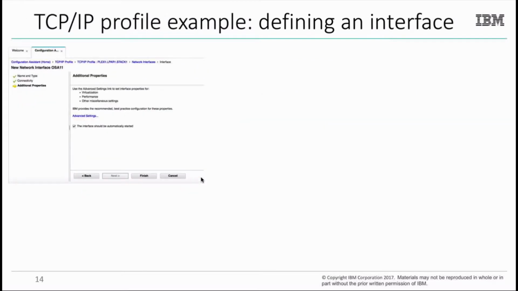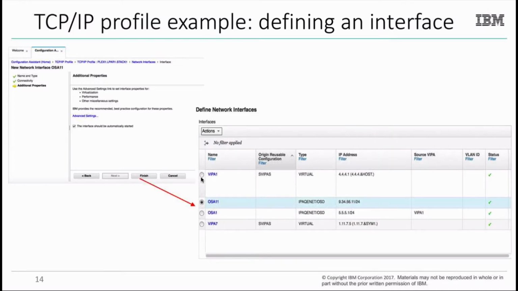The screen of additional properties asks, do I start this interface right away? And then there's an Advanced Settings tab that we won't go into here for time, but in Advanced Settings you set basically everything else: QDI storage, queue limits, queuing, that type of stuff. You click Finish, and now we've created an interface, and we go back to the table, and you see that there's now an OSA 11 in the table.